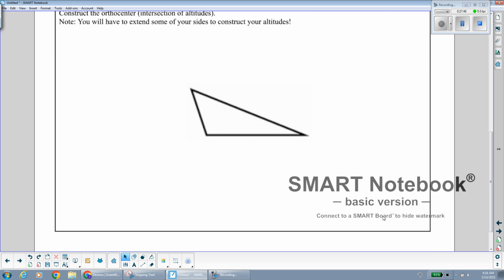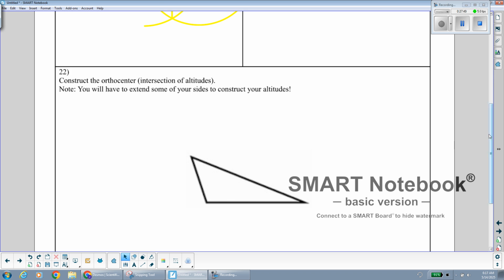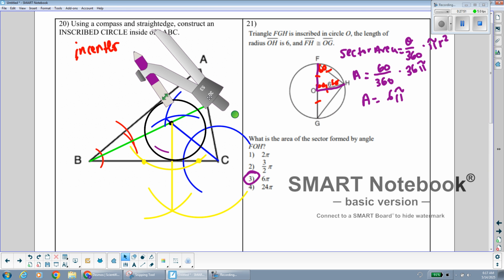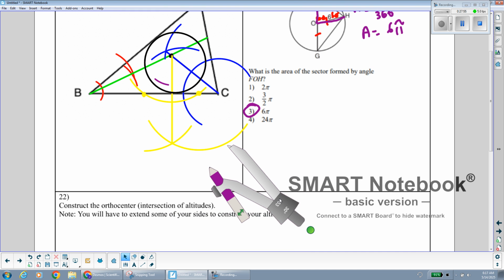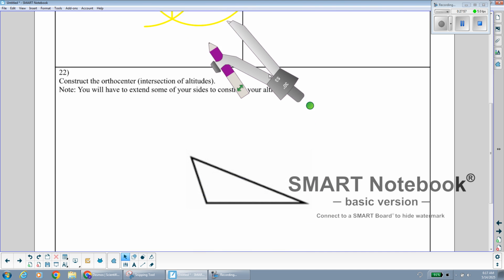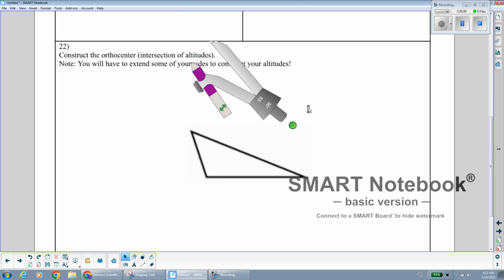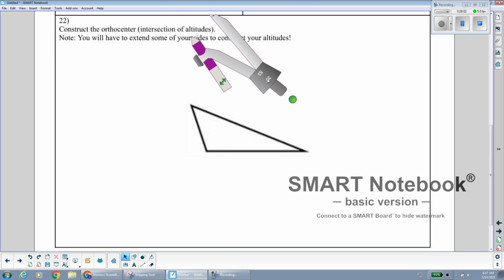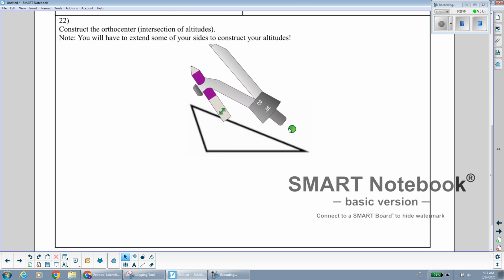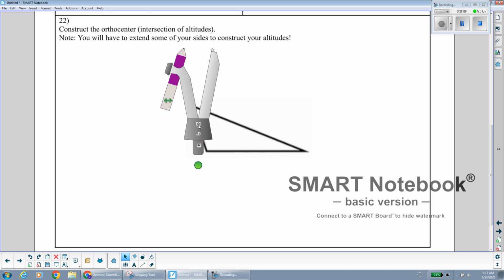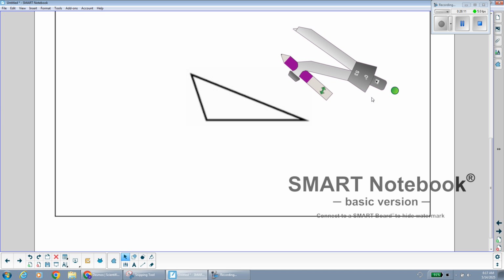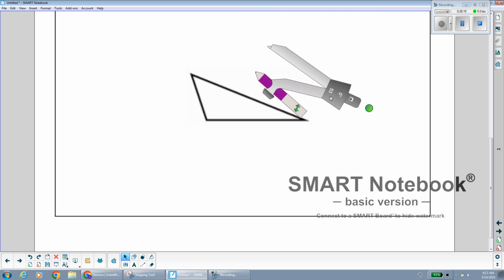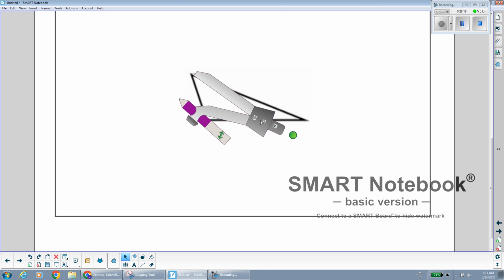And here we have the last question. Here we're constructing the orthocenter, which is the intersection of the altitudes. You can do any two sides, and we're doing a perpendicular line through a point. The point is the opposite vertex. So I'll do this side first. So I'm going to use the vertex across from it. And that vertex is where I'm going to put my compass.